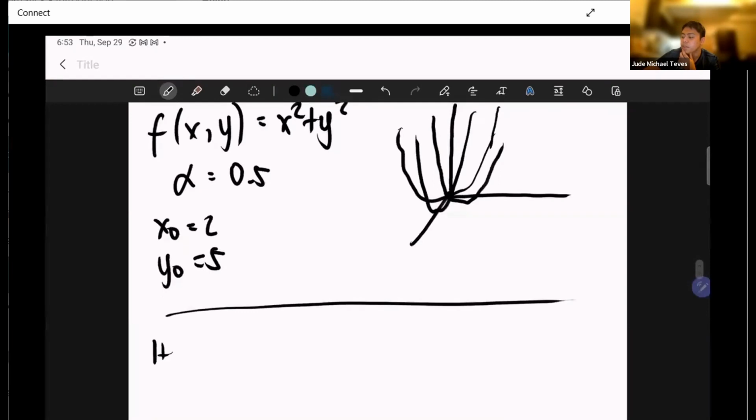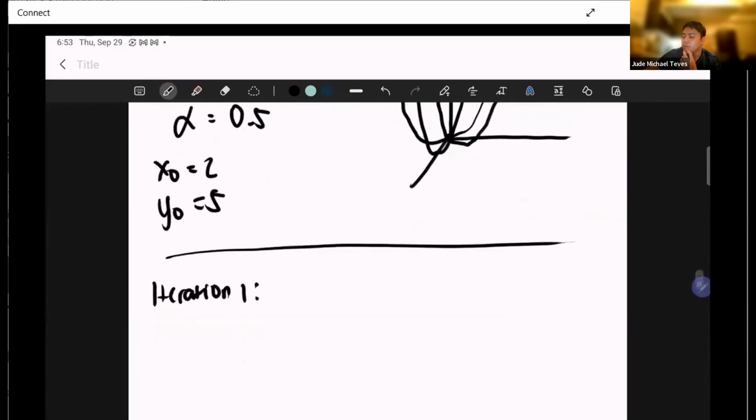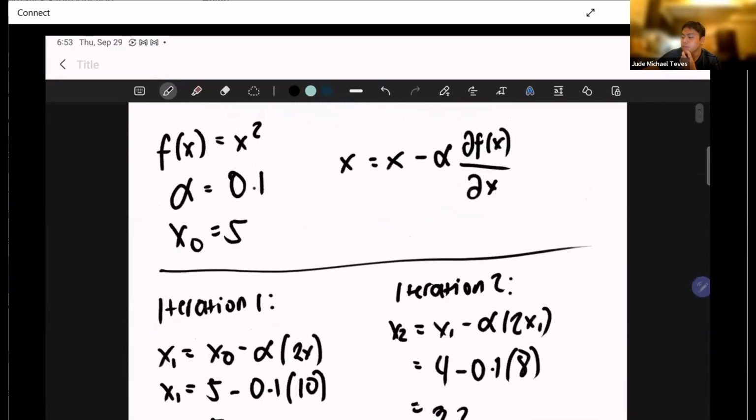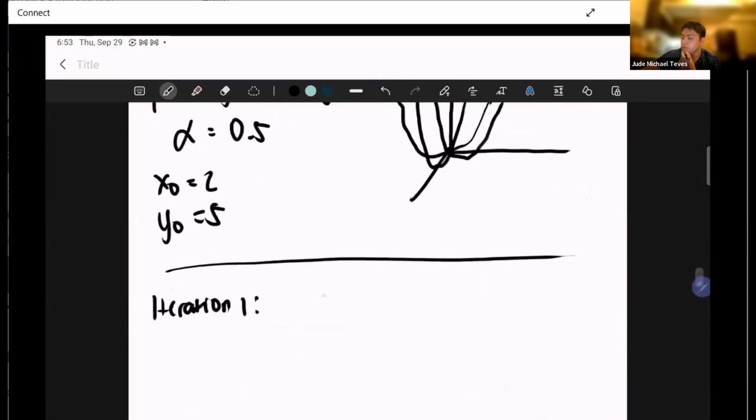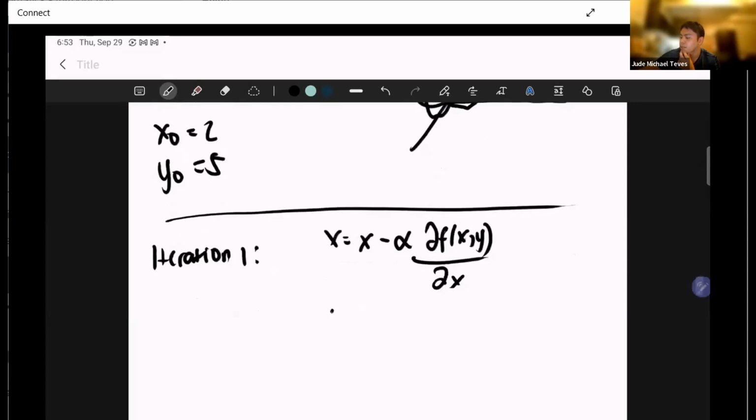So iteration 1 again. What's the algo again? We compute for this. So x is equal to x minus the learning rate times the partial derivative of f of x, y with respect to x. For the y, it's going to be like this.